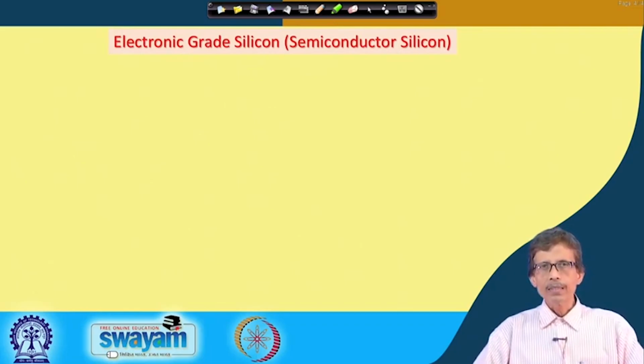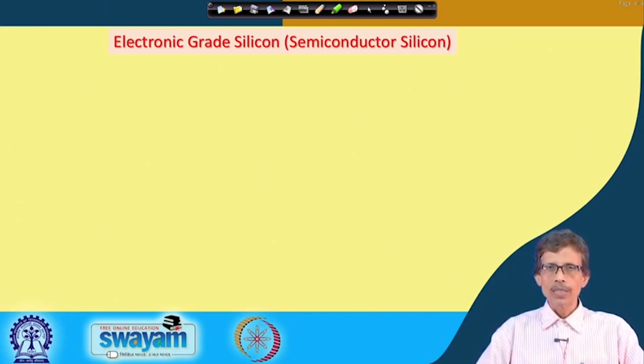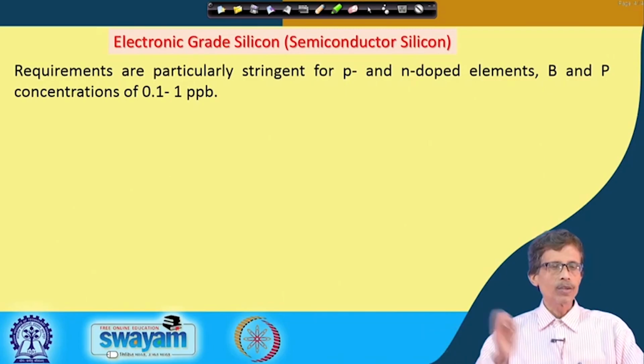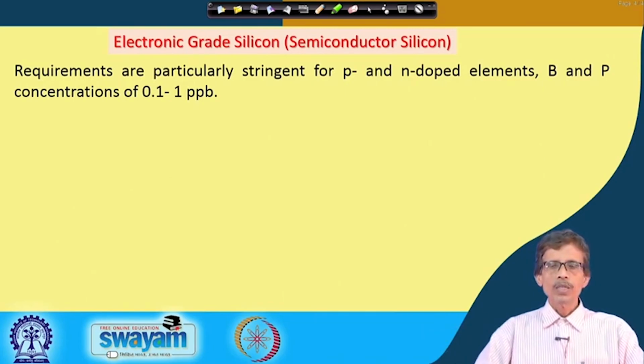So, from those silicate grade materials, how can we get the corresponding electronic grade silicon? Nowadays we know silicon has tremendous application in terms of photovoltaic and solar cell applications, because it is electrochemically considered the typical semiconductor type of silicon material. So, how we get this electronic grade silicon, that we will see, and the requirements are particularly stringent for p type and n type semiconductors.